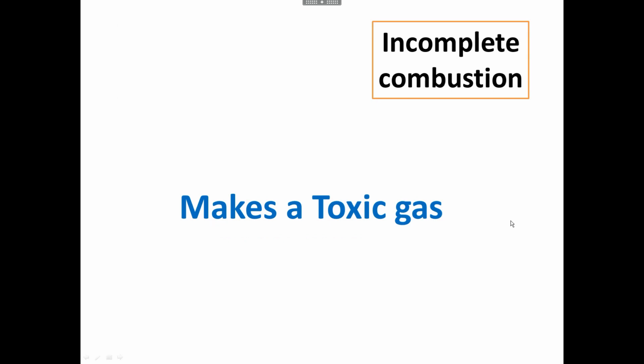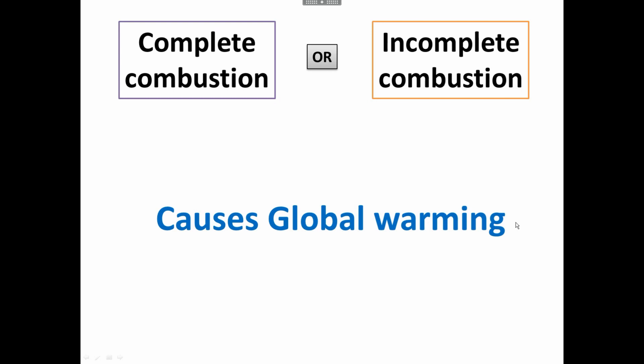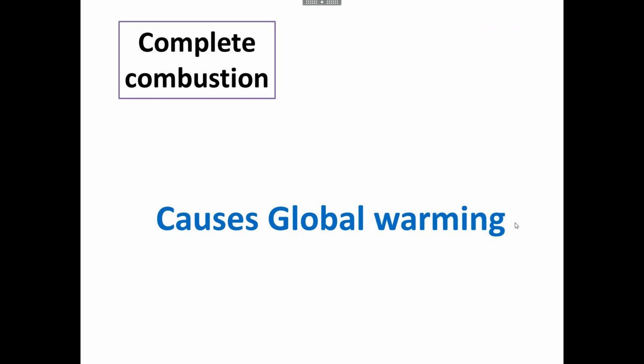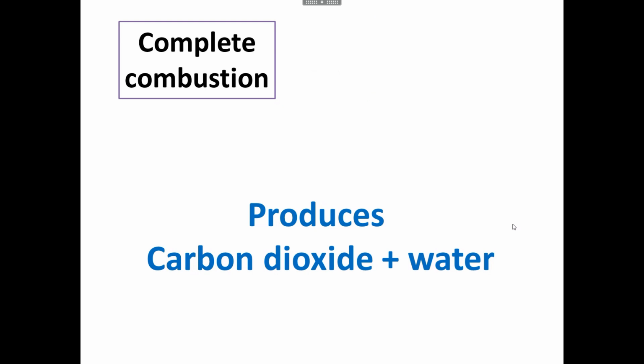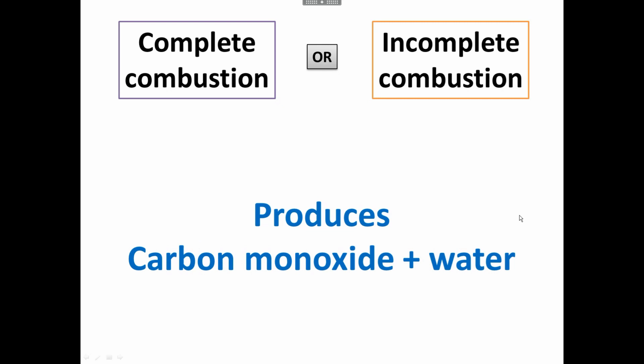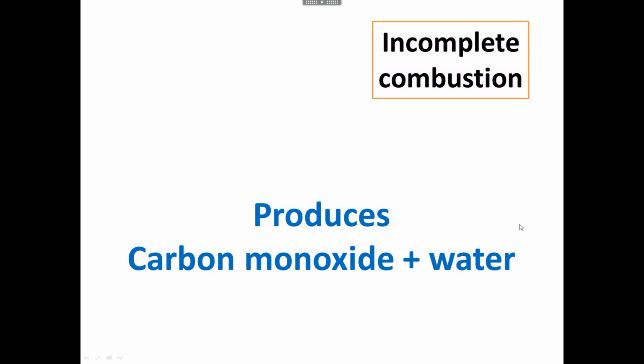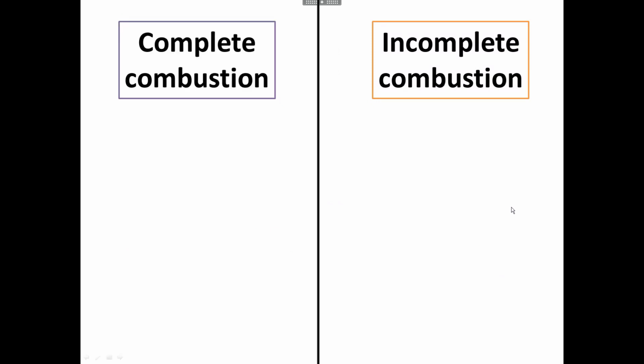Incomplete combustion makes carbon monoxide, toxic gas. Causes global warming. That's right, it is complete combustion, which makes CO2, which causes global warming. Which one produces carbon dioxide plus water as the products? Complete combustion produces carbon dioxide and water. Which one produces carbon monoxide and water? Yep, you got it. It's incomplete combustion, produces carbon monoxide and water.